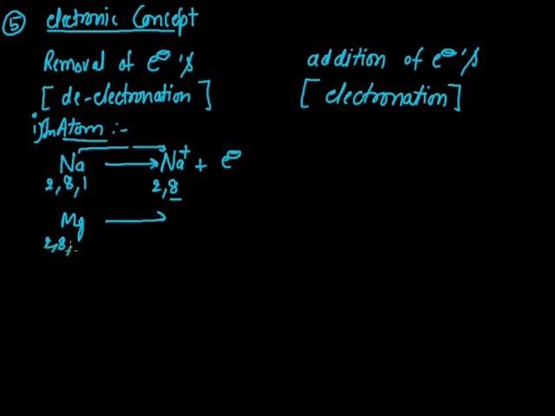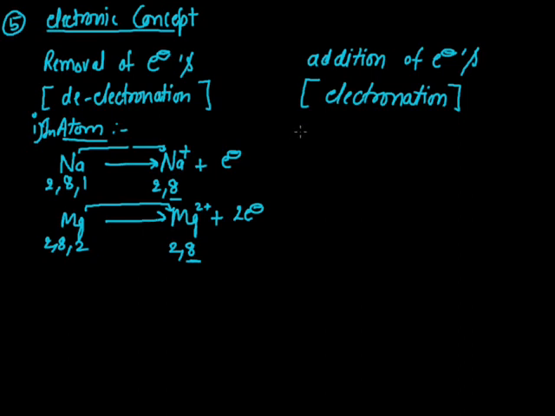Now we can take another example, magnesium. Its configuration is 2,8,2, and it will donate 2 electrons and convert into Mg2+, and the configuration will be 2,8. So it also has completed its octet. So we can say that in this reaction magnesium converts into magnesium ion, and removal of 2 electrons takes place, so we can say that it is an oxidation reaction.